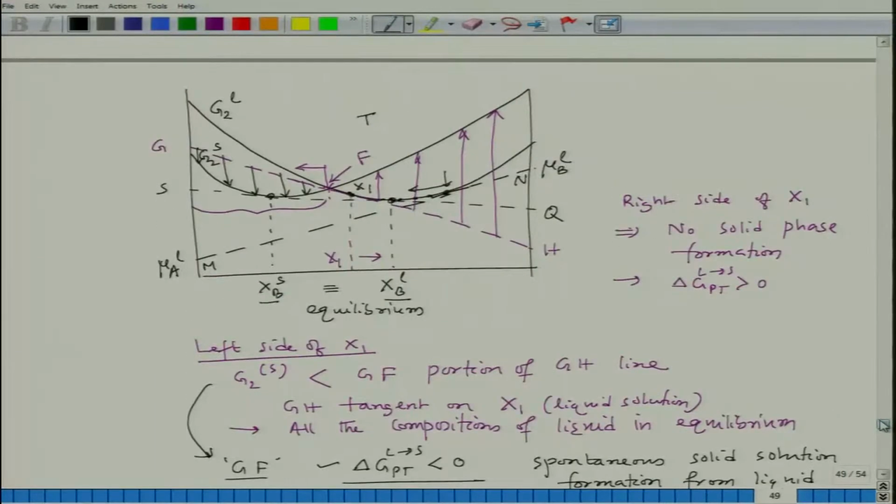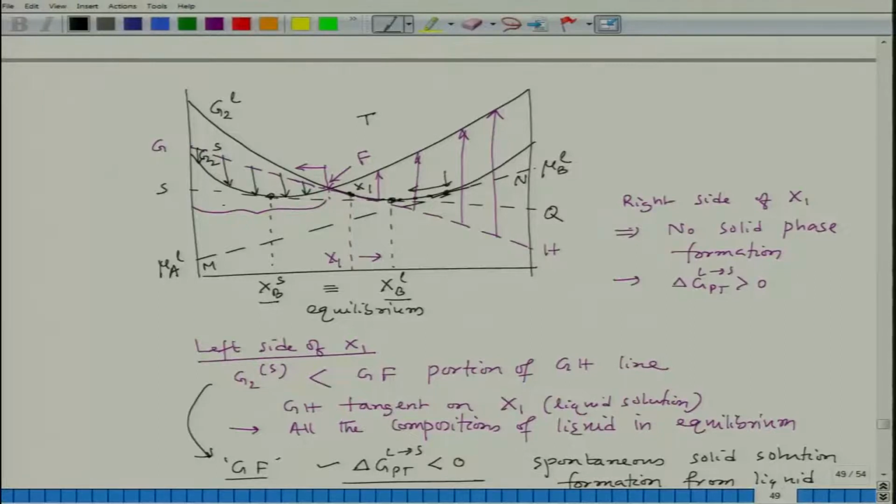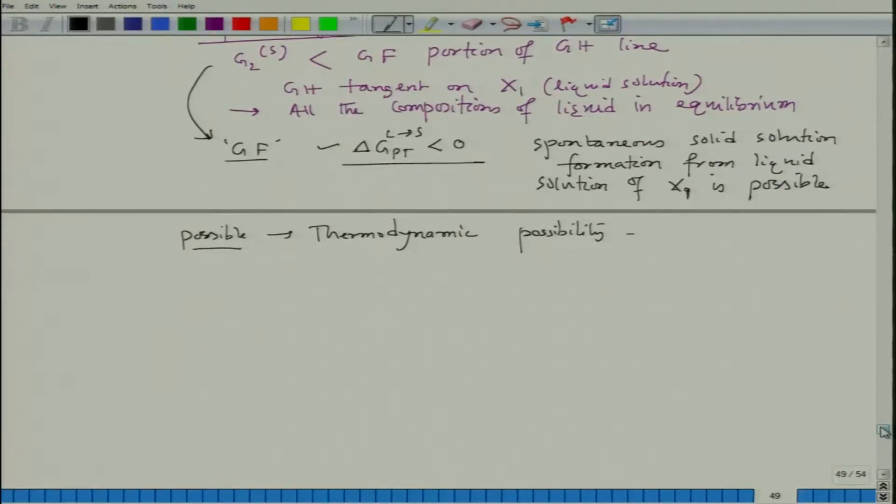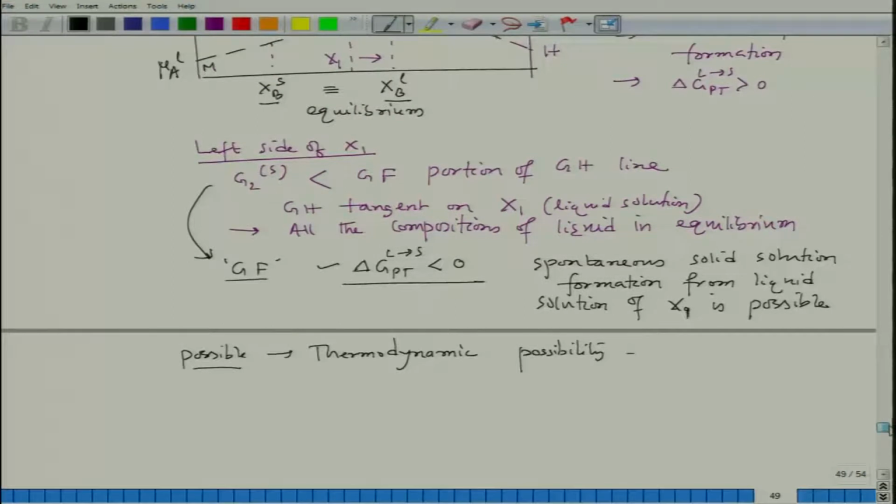Now, interestingly, if we see that from this G to F point any compositions can be possible, but now we have to decide which phase has the highest probability to form, and that can be decided by the difference in free energy. Now, if we see this difference in free energy, I have to just find out where the difference of free energy between this GF line and G2 of solid line is maximum. That phase would like to nucleate first from the liquid composition of x1.